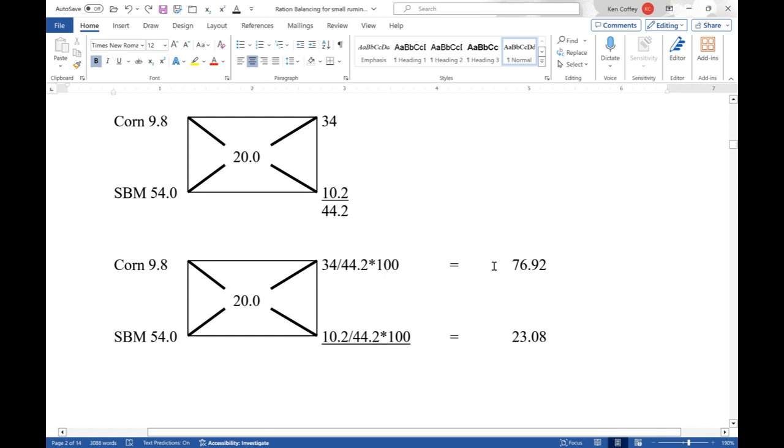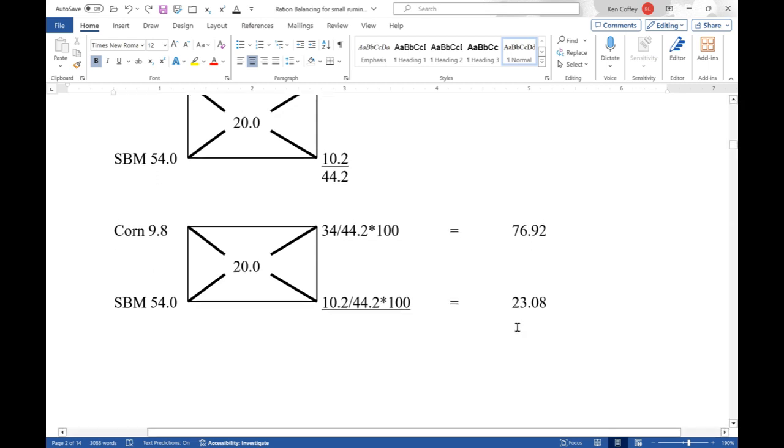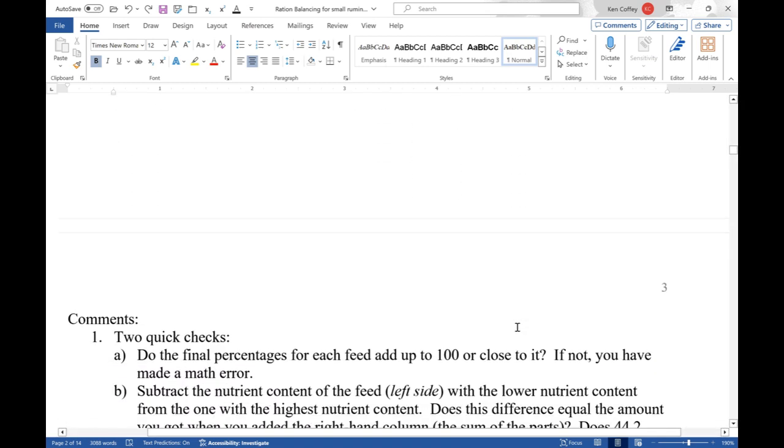of that mix needs to be corn, 23% of that mix needs to be soybean meal. And those are the values we can take. Say, if we want a ton, we could calculate that out. We want 5 tons, we can calculate that out. So here's the numbers. 77 and 23 are final numbers.